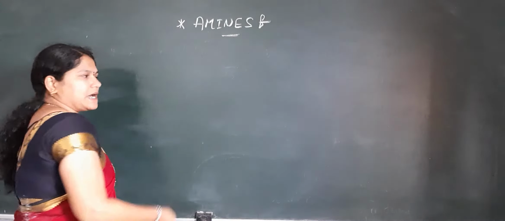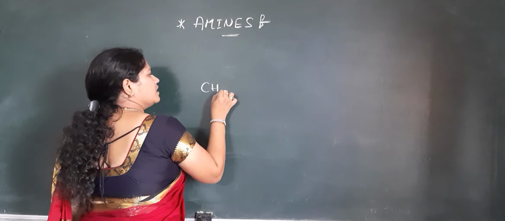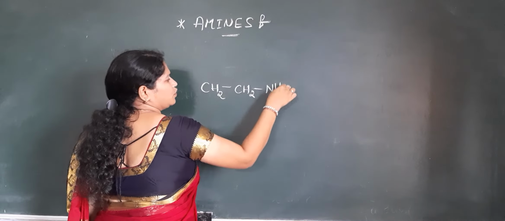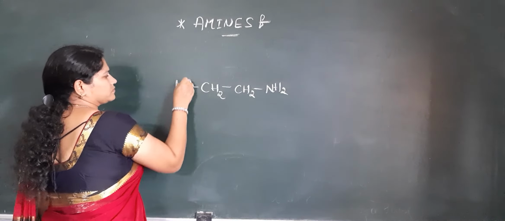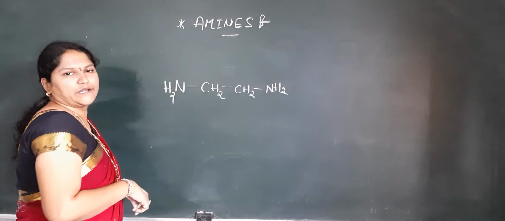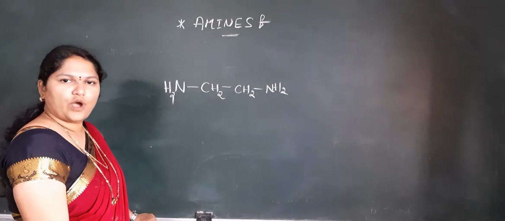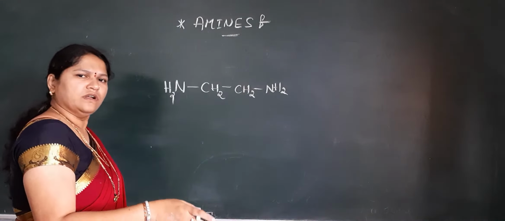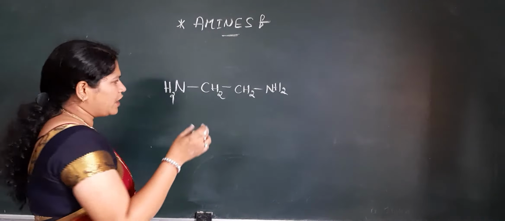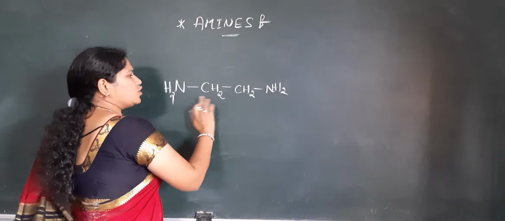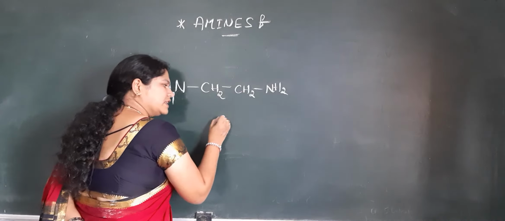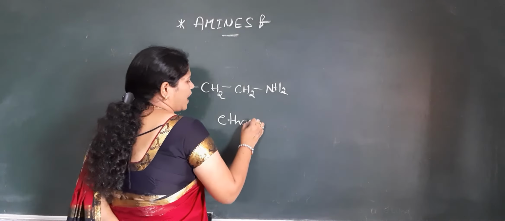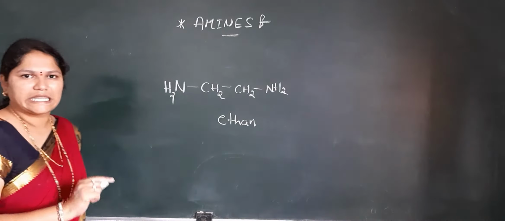Next, I will take one more example. CH2, NH2, NH2. Try to name this compound now. Here you have to select the long chain first. Don't worry about other things. First your rule is to select the long chain. You have to pick up the root word. Here 2 carbon atoms are there. Therefore we take it as eth. Since a single bond is present, we represent it as ane.